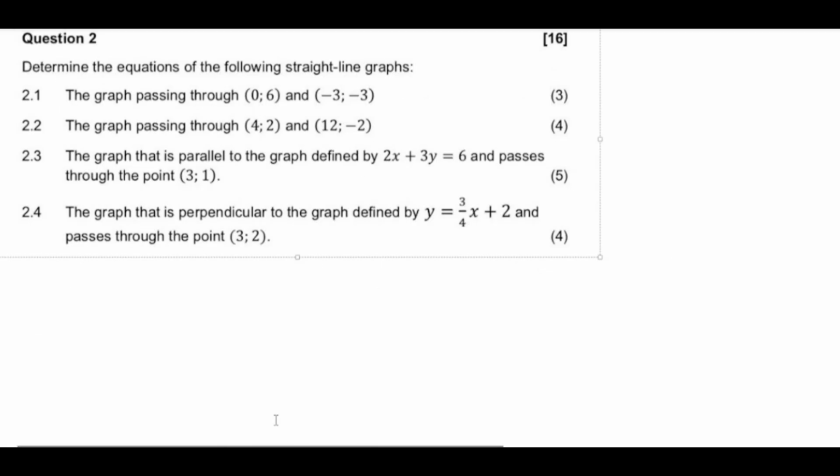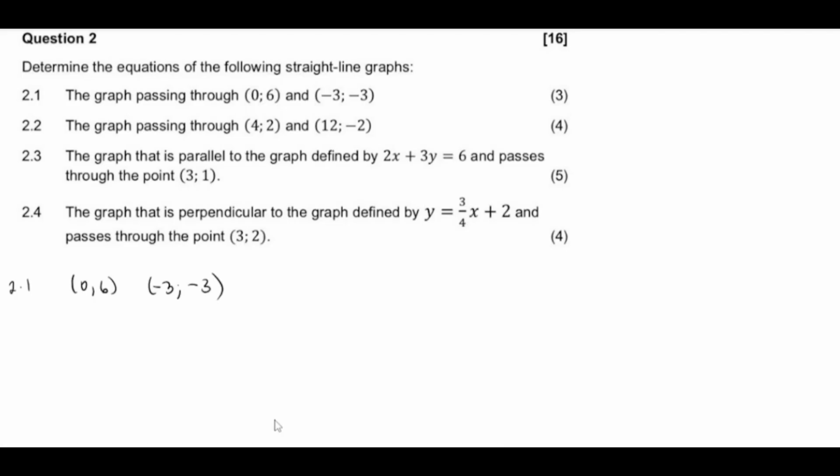Next, we're going to look at question 2. The instruction for question 2 is to determine the equation of the following straight lines. Let's start with 2.1. For 2.1, they're telling us that the graph passes through point 0, 6 and negative 3, negative 3.